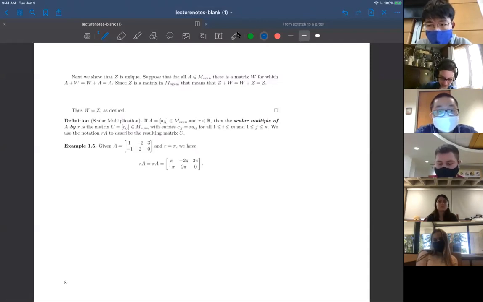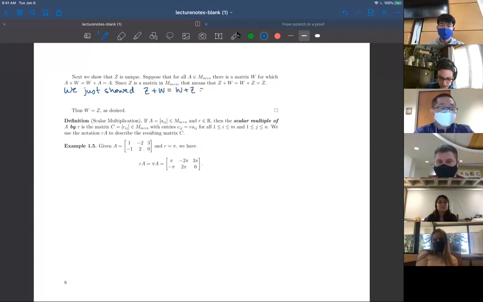Then if I take Z and add it to W, which is an m by n matrix, Z has the property that we get W back, right? We know we add Z to W, and we're going to get the matrix W. And that's it. Now we've got that Z plus W is Z, and we've got Z plus W is W, so they're the same thing.